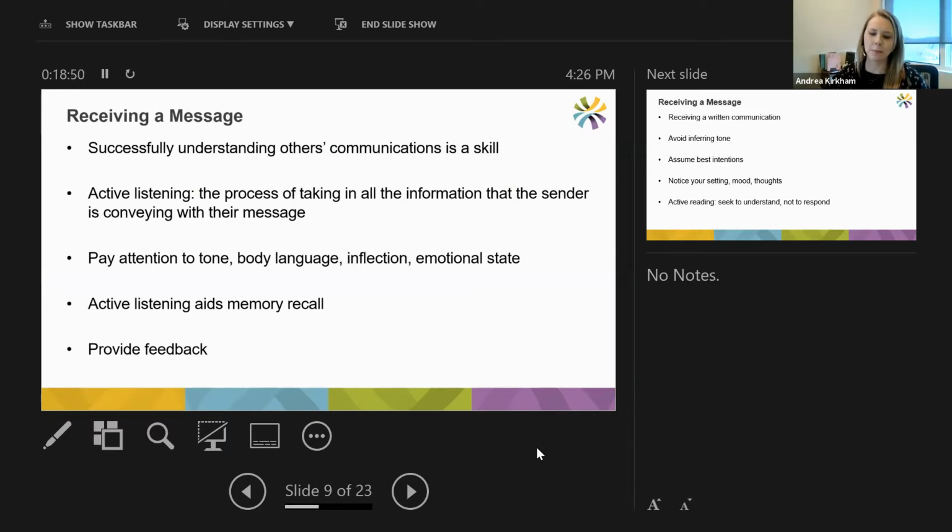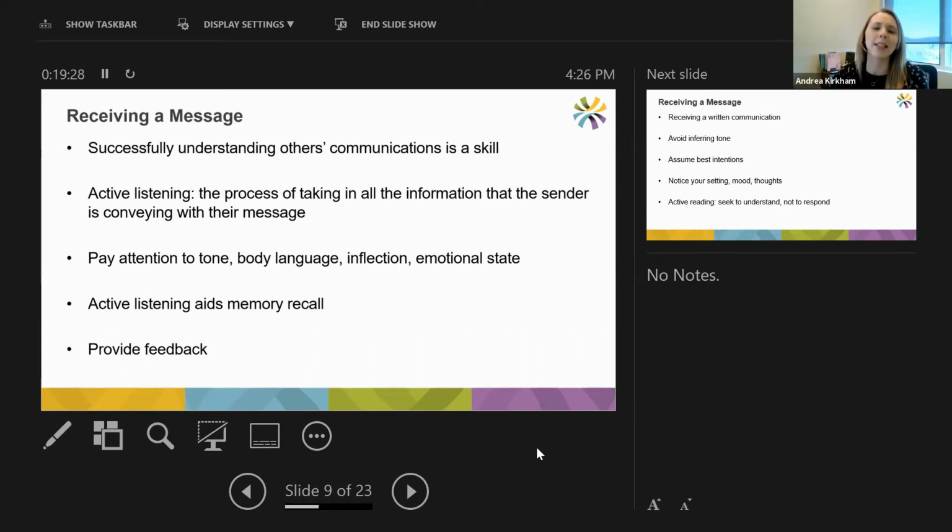Some people use misleading body language or other nonverbal cues. So this just shows, as well as the previous representation, that really understanding other people's communication styles can be very difficult. One way to start practicing it, because it's a lifelong adventure, is active listening. So taking in all the information that the sender is conveying with their message. Here I've listed just a few examples, but there really is a whole variety of different things you can pay attention to, particularly tone, body language, inflection, or emotional state.